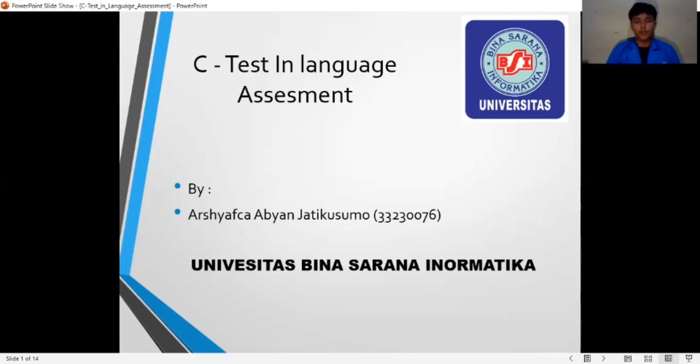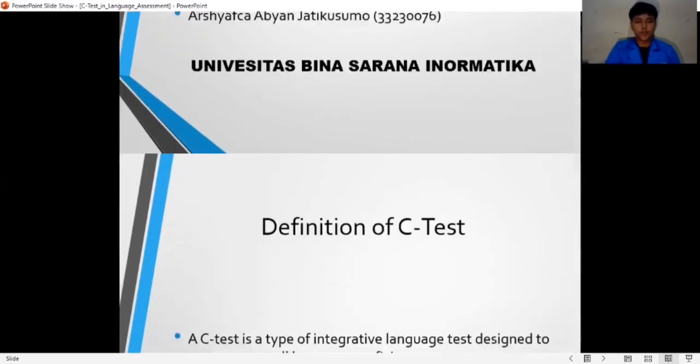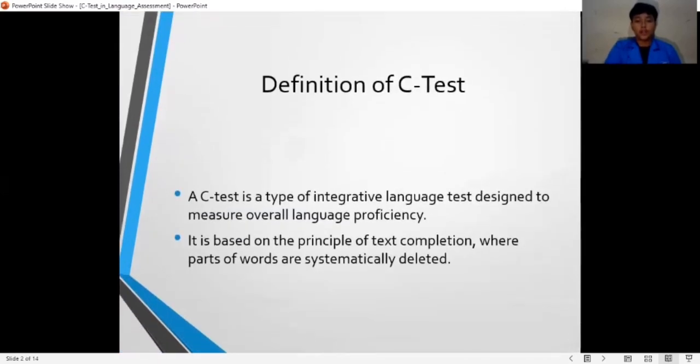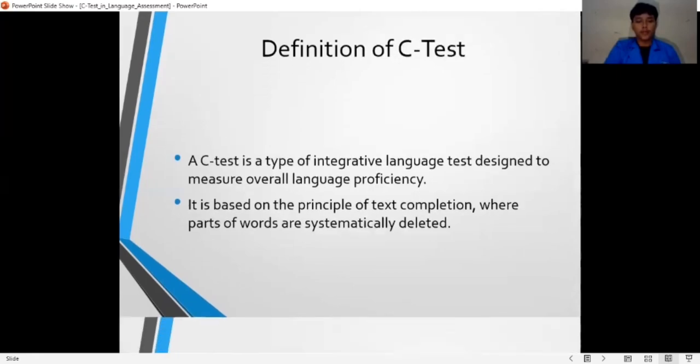Abian will explain about the C-test in language assessment. Definition of the C-test: the C-test is an integrative language test designed to measure overall language proficiency. It is based on the principle of text completion, where parts of words are systematically related.